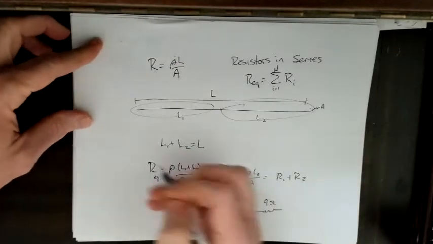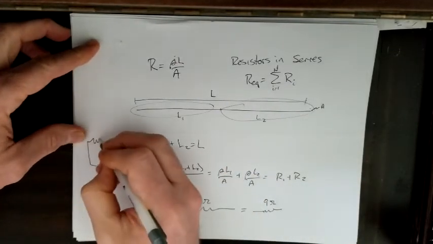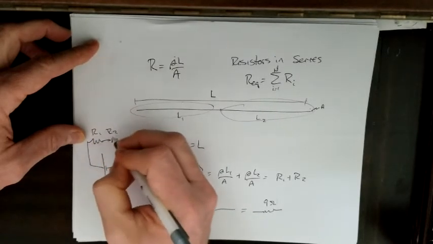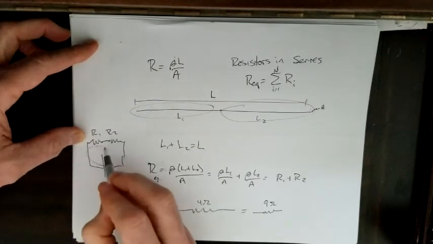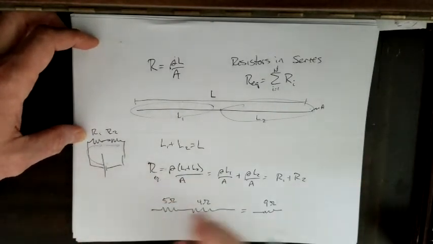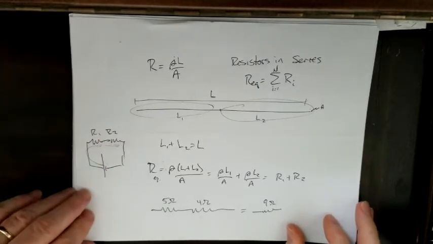Also note, if I have a circuit here with my two resistors, R1 and R2, any current that flows across this resistor has to flow across that resistor. It is the same current flowing across both resistors. Now let's take a look at parallel.